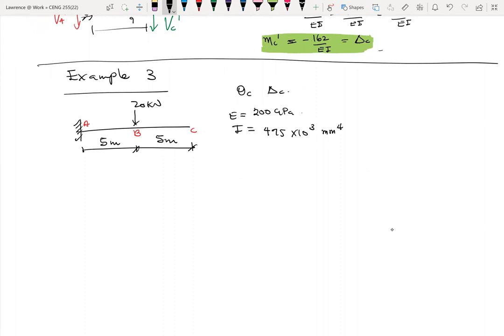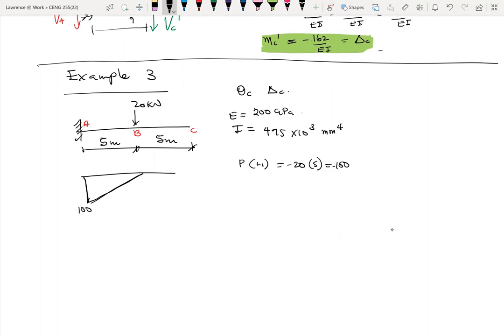So again, we draw a bending moment diagram. So this is P times L, where L is the distance between where the load is and the point of interest, so between A and B. So let me say P times maybe L1. So this is simply 20 times 5. So this will give us 100. So this is 100.